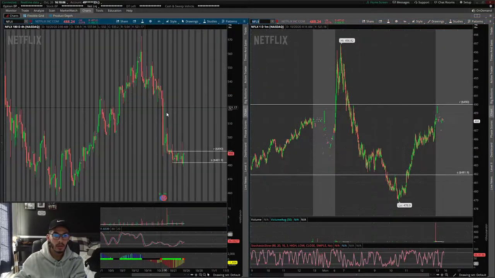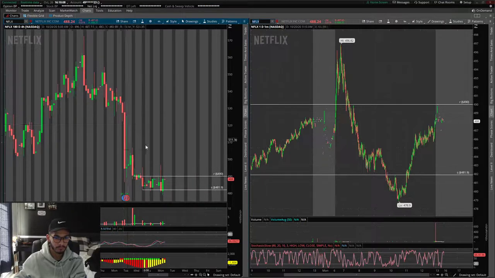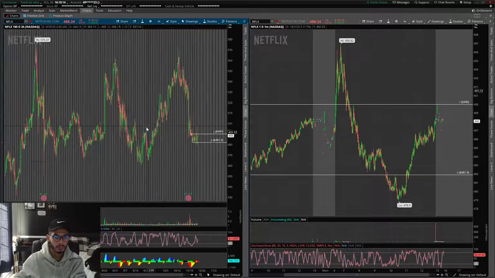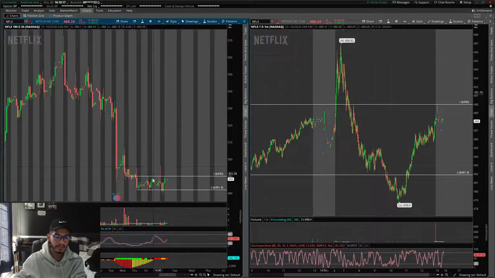Same thing with Netflix. You guys can see what happened here. So I had identified Netflix in a 2-hour squeeze. So I was looking for a break above 490 or a break below 481.90. And you guys can see what happened here.